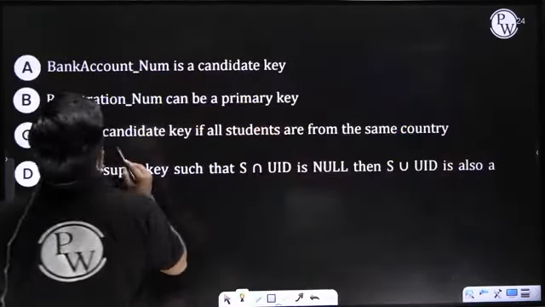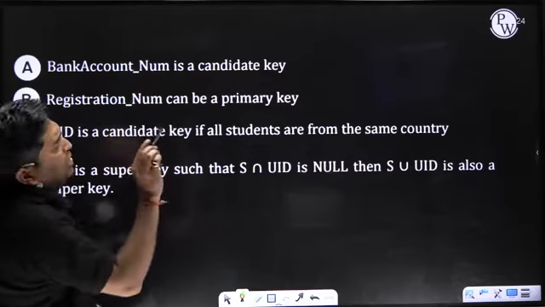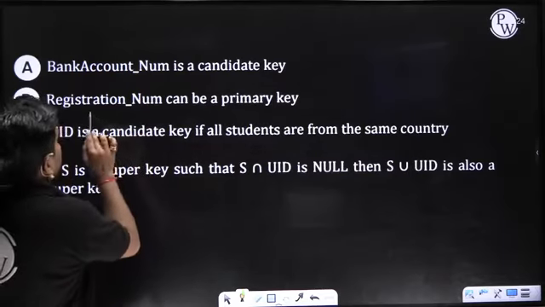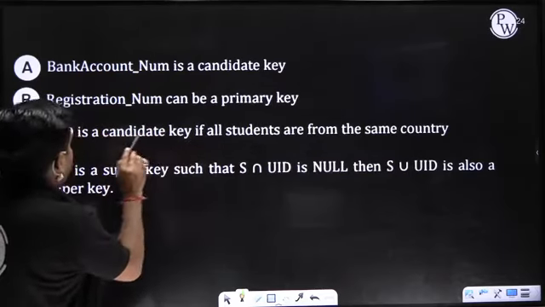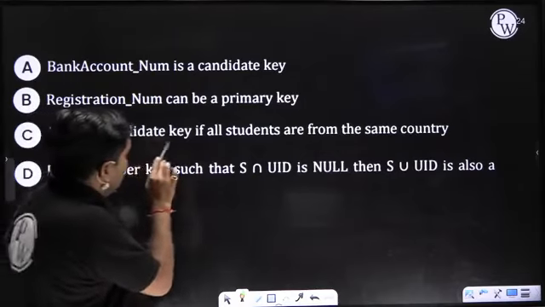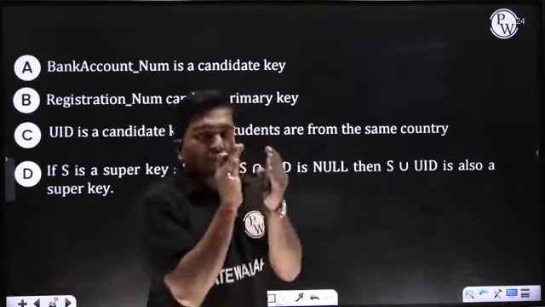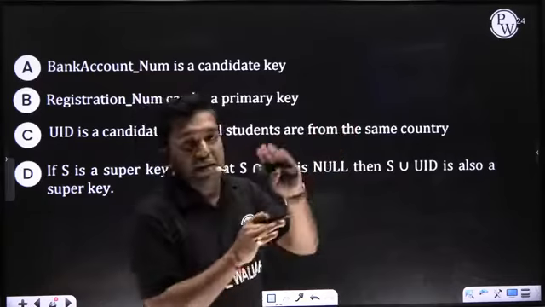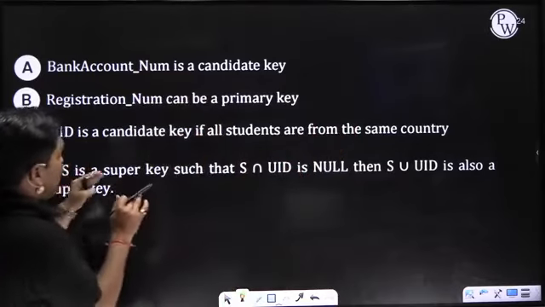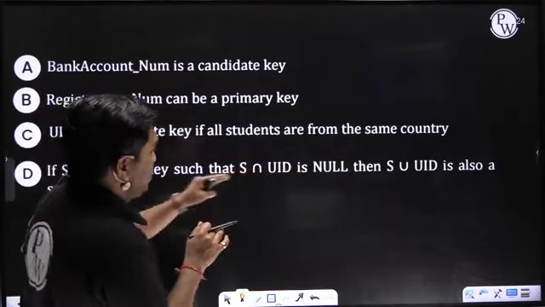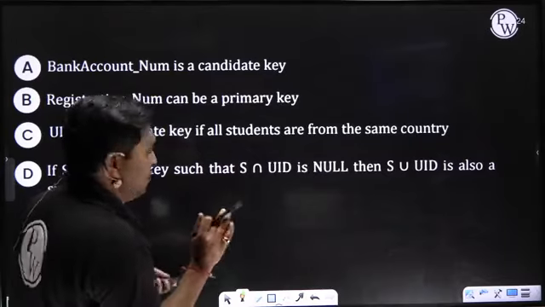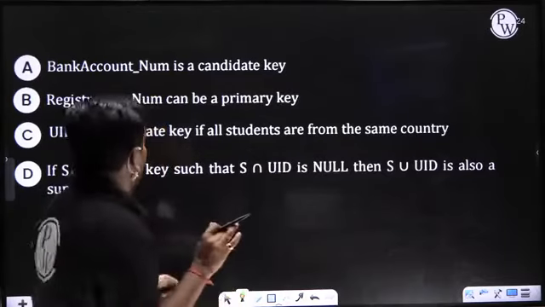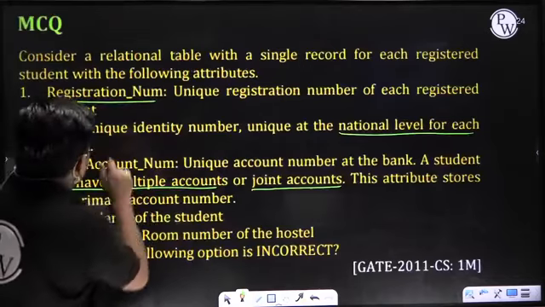Now option A, bank account number is a candidate key. Option B, registration number can be primary key. Option C, UID is a candidate key if all students are from the same country. Option D, if S is a super key, then S union UID is also a super key. We will discuss each and every option. First of all, here I am talking about option B.